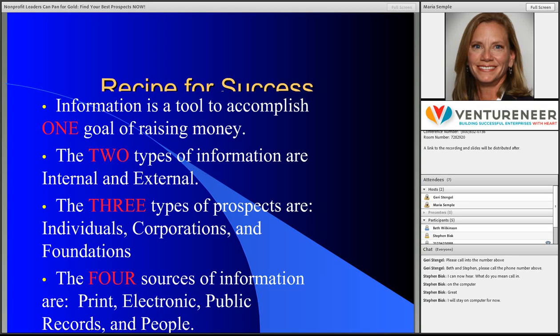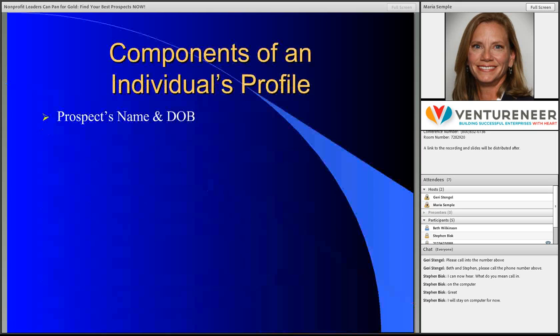So here we're going to be thinking about what has somebody done for other organizations, what is a comfortable gift level for them, maybe even a little bit of a stretch gift, but yet very meaningful for both parties.